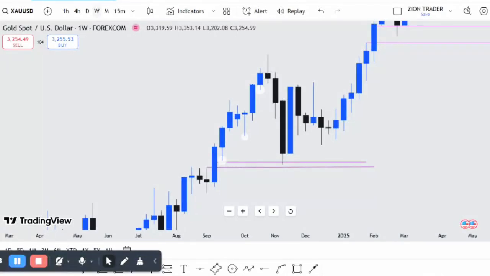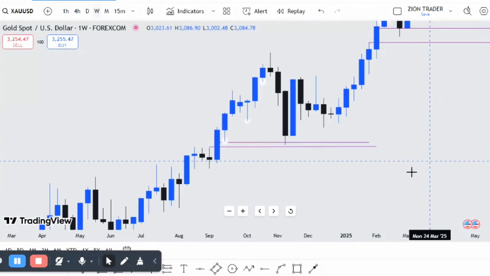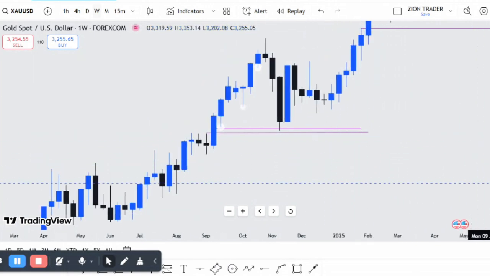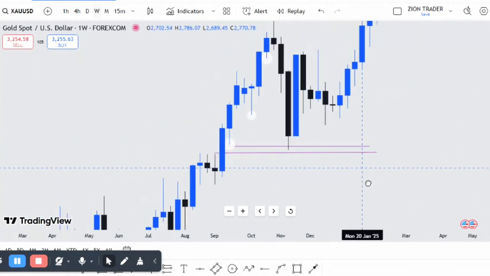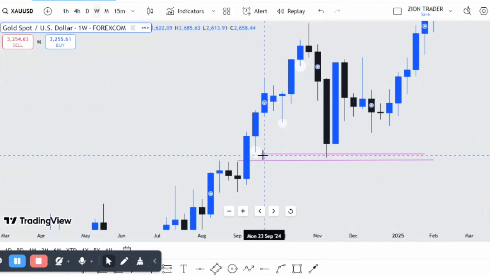So today we are going to analyze gold and see what gold could possibly do in the next few weeks. So guys, this is the gold chart and I want to quickly share with you a repeated pattern that has been happening on gold. Whenever gold wants to pull back, it usually pulls back into an area of imbalance.